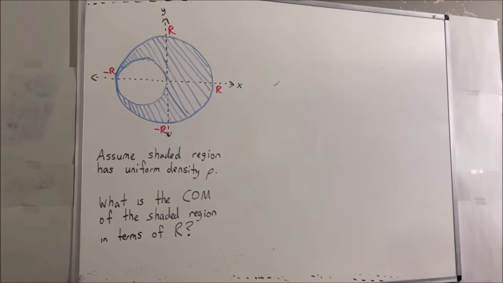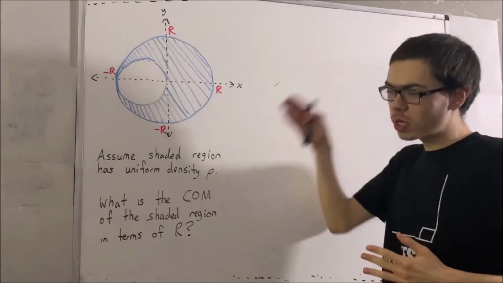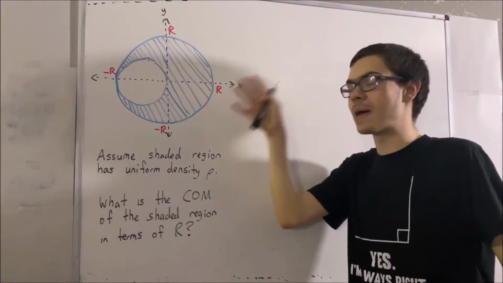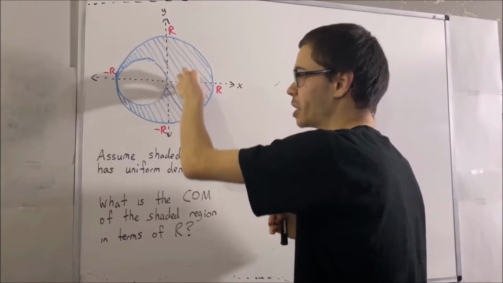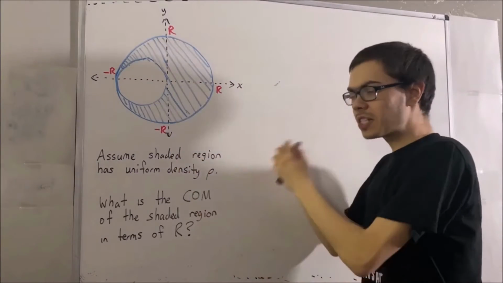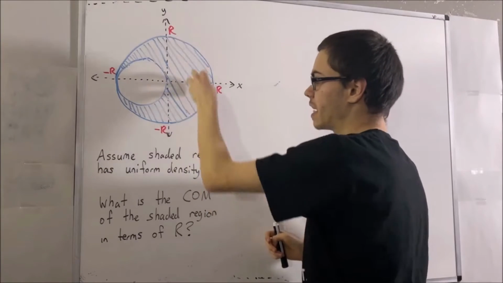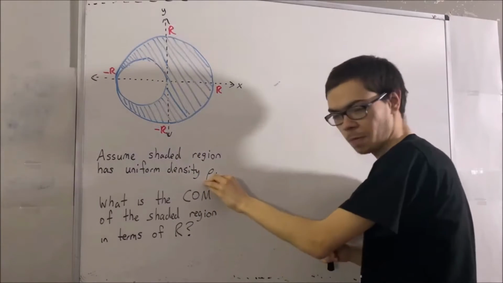Hello! In this video, we're going to figure out the center of mass of the shaded region. Now, let's assume that our shaded region has uniform density ρ.